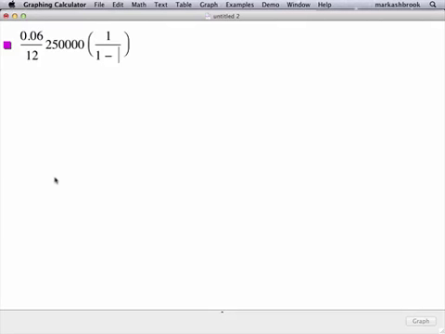Notice when you do parentheses, all you have to do is do left parenthesis, and it gives you both. All right? That's convenient.